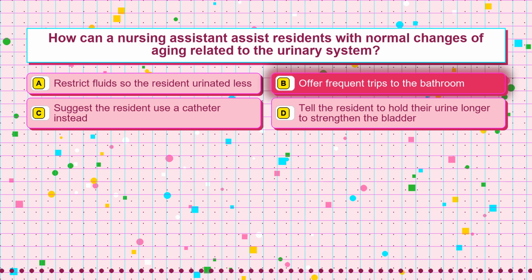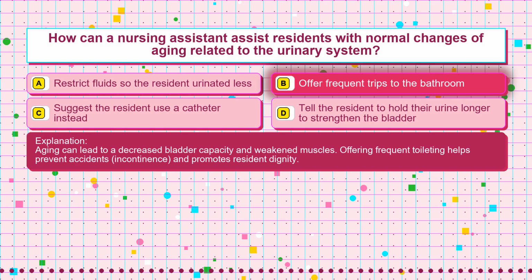The correct answer is option B. Offer frequent trips to the bathroom. Aging can lead to a decreased bladder capacity and weakened muscles. Offering frequent toileting helps prevent accidents and incontinence, and promotes resident dignity.